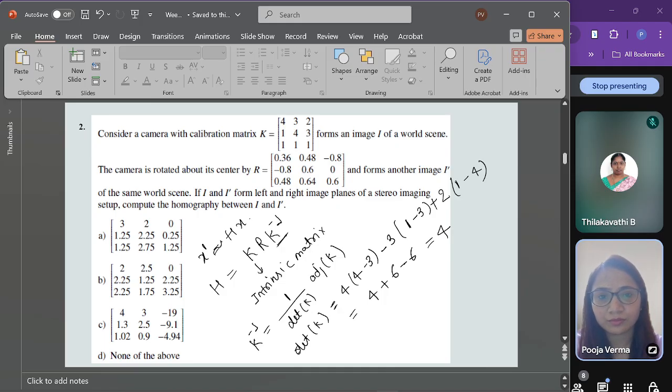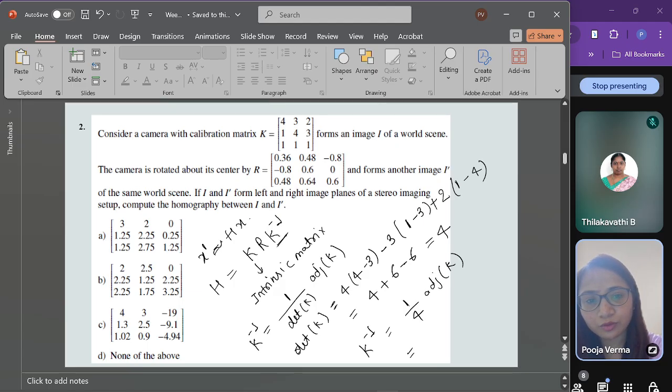Okay. Is there any confusion? Here you will get 4 because minus and minus will be plus. Here you will get minus. Okay. So the K inverse you will get here is 1 by 4 into adjoint of K.